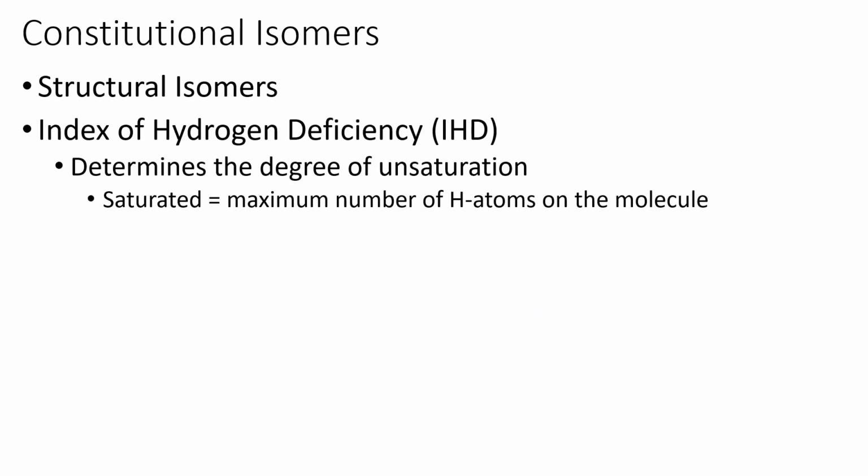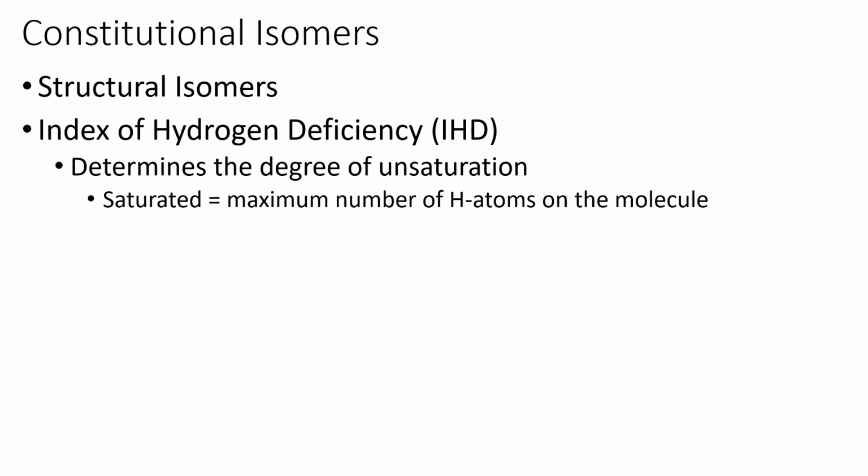One of the things that we're going to use to help us understand structural isomers and different ways that we can draw structural isomers based on our formulas is going to be the use of the index of hydrogen deficiency, which we will abbreviate IHD. What this does for us is it determines the degree of unsaturation within our molecule. So what we mean by saturated is the maximum number of hydrogen atoms that a molecule can contain. A saturated molecule in organic chemistry is a molecule that has all the hydrogens it possibly could have, which means all of our atoms are sp3 hybridized.